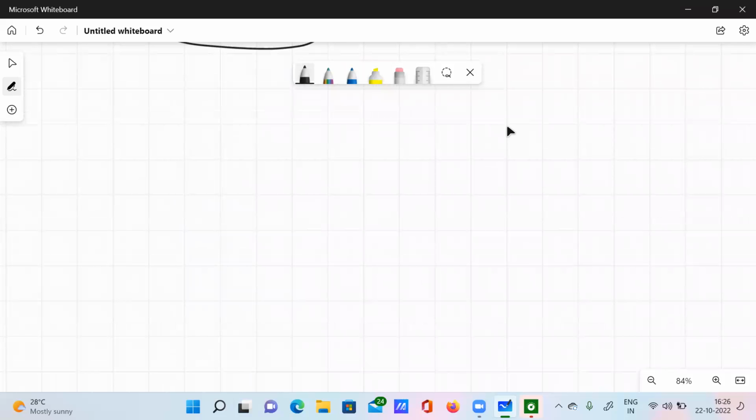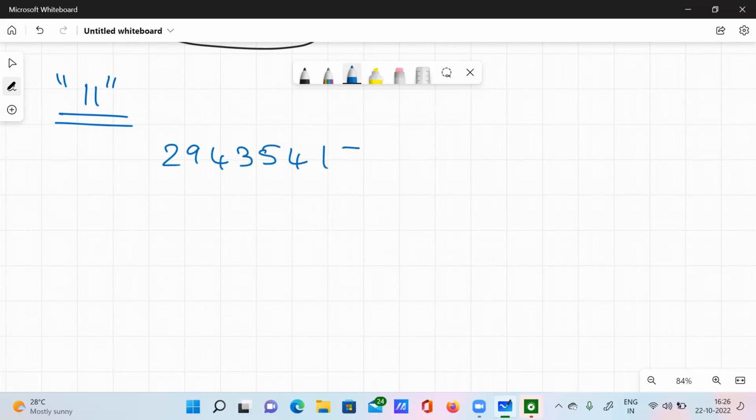Okay, so now we're gonna look for the divisibility rule for the number 11. How to check whether any number is divisible by 11 or not? For example, I have a number like 29435. I just want to know whether this particular number is actually divisible by 11 or not. So how to do that?